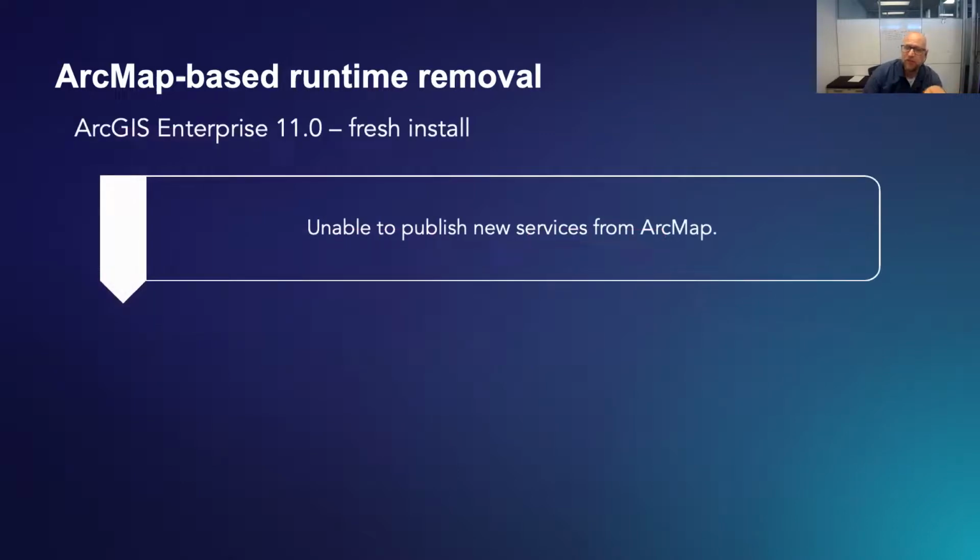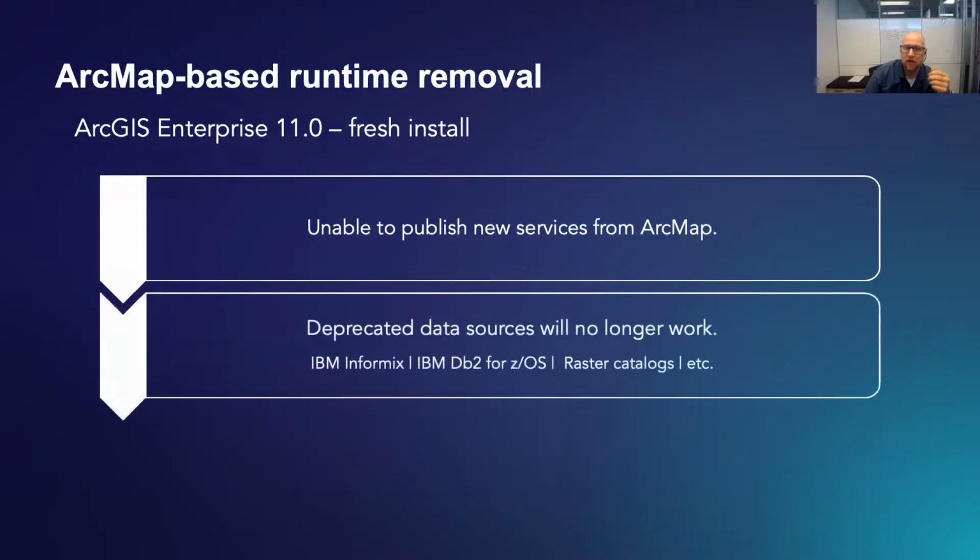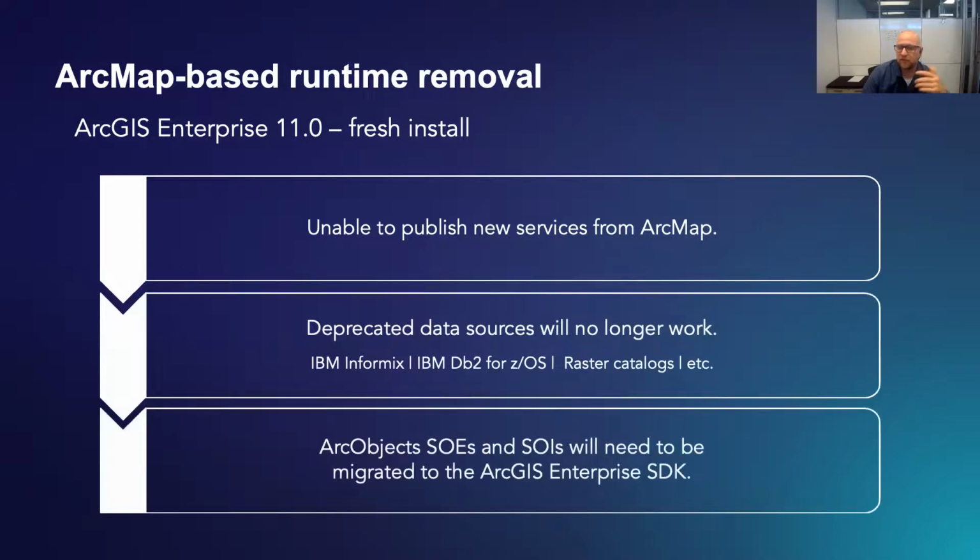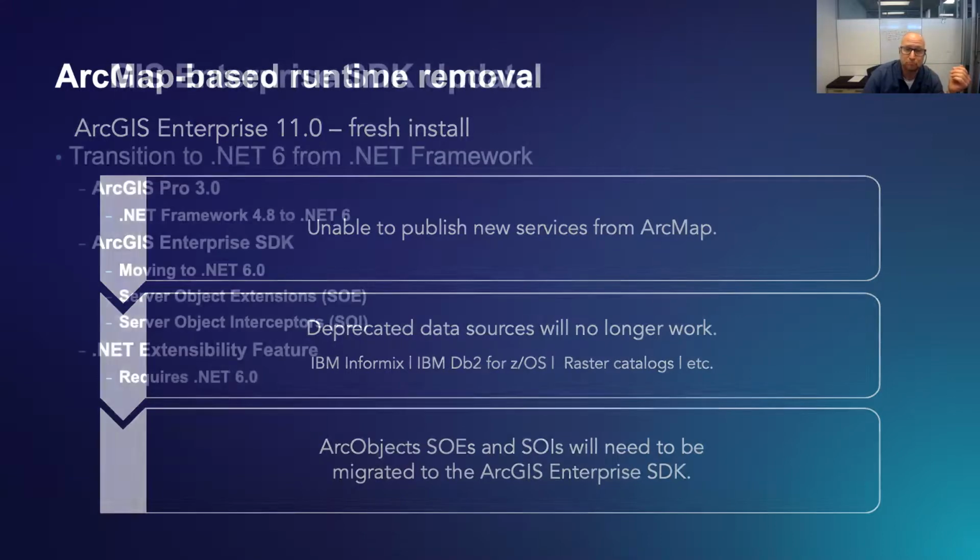So if you're performing a fresh install of Enterprise at 11, you will not be able to publish services from ArcMap. Deprecated data sources will no longer work, like Informix and DB2, old raster catalogs. So that means if you're doing work with imagery, you're going to be working with Mosaic data sets. Server object extensions and server object interceptors that you may have written using ArcObjects, those will need to be migrated to the ArcGIS Enterprise SDK.